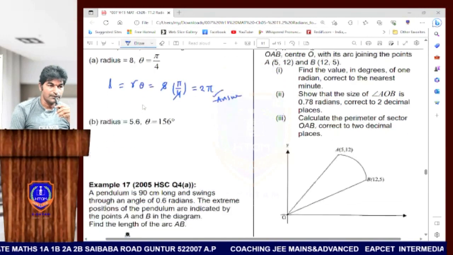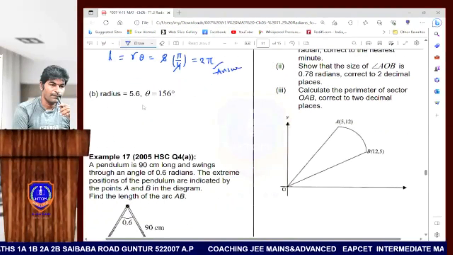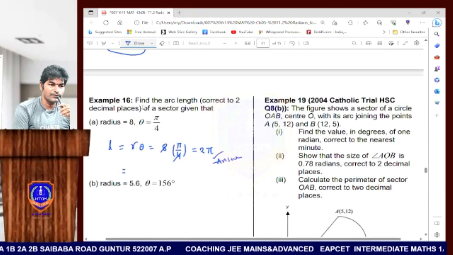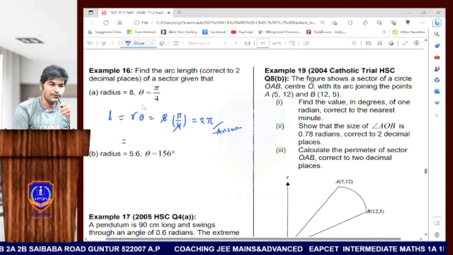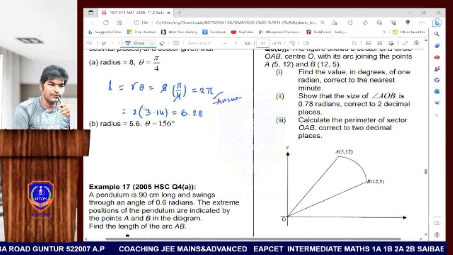Got it? Next. He wants to calculate up to 2 decimal places. So write down pi as 3.14. So 2 times 3.14 will be 6.28.